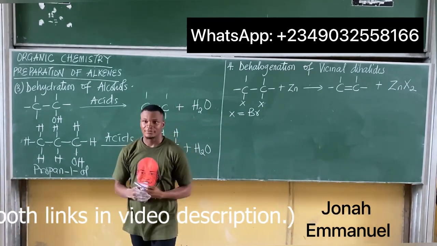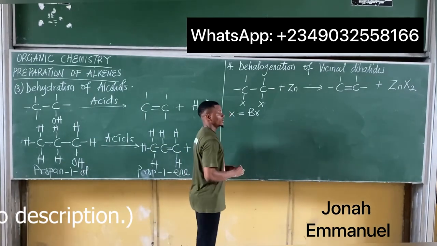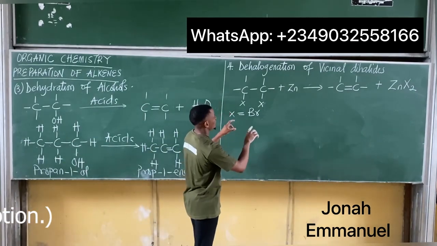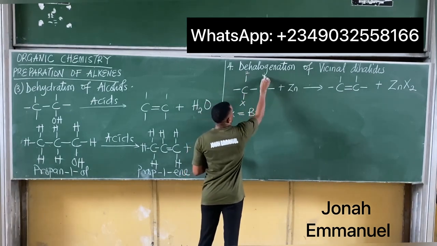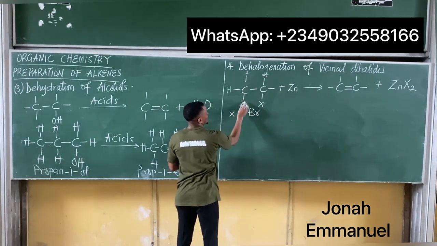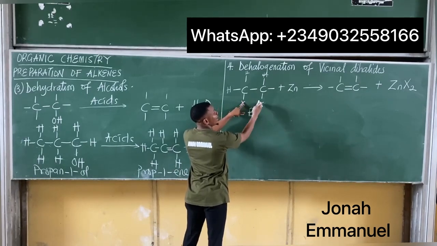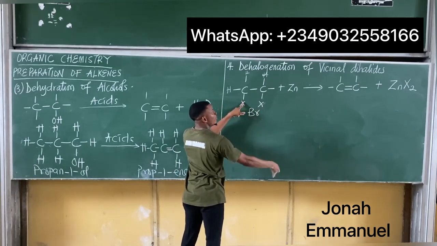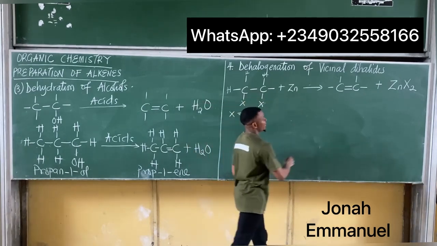Now listen. If I choose to make each of these points H, I'll be having H here, H here, H here, Br here, Br. This compound is 1,2-dibromoethane. 1,2-dibromoethane.